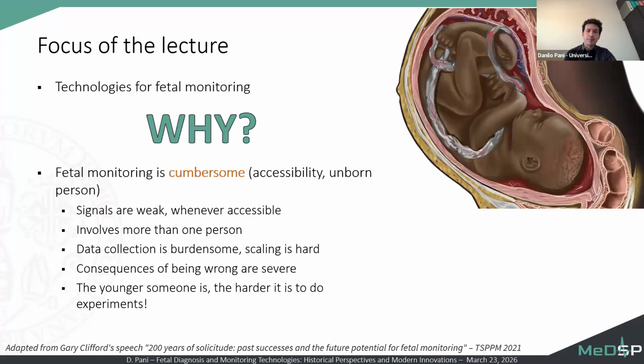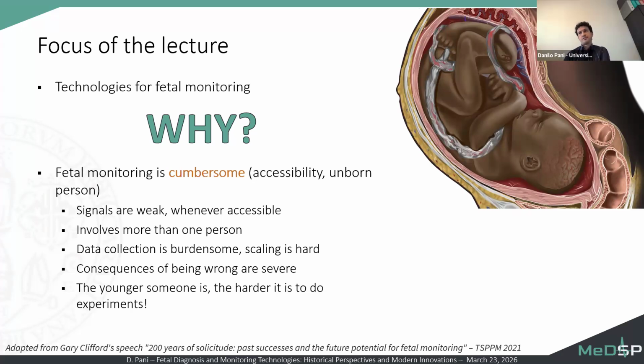So, just taking some key points from one of the most important scientists on fetal monitoring, Professor Gari Clifford from Emory University, who mentioned in one of his talks that fetal monitoring is cumbersome for different reasons. First of all, the signals are weak and difficult to access. The measurements involve more than one person, because there is the baby and the mother, and this can be at least two, because if there are twins, there can be even more than two people involved. This is a problem because they share the same physical space and the signals affect each other. So it is really a critical condition.